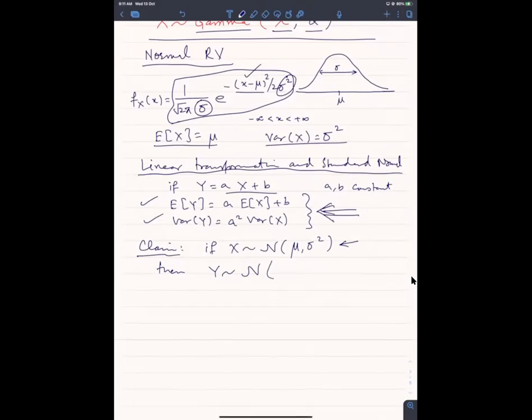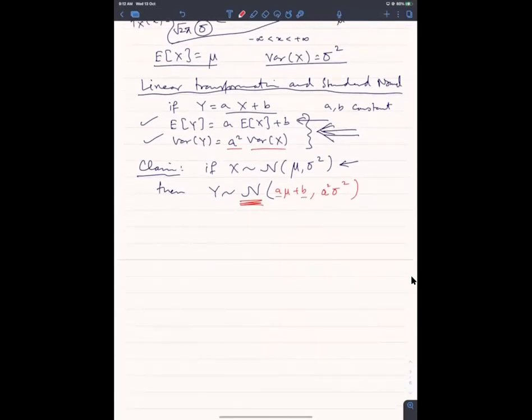And what will its mean be? We can calculate the mean and variance from here. This would be a times mu plus b. This would be the mean, and the variance would be a square times the variance of x, which is a square times sigma square. And the proof that y is normal is also given in the notes. You can do this proof too. Now, I can choose a and b such that this guy becomes 1 and this guy becomes 0. We can choose such values of a and b, right?